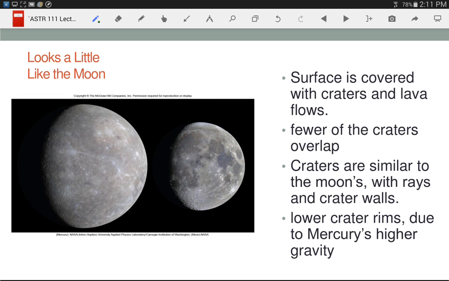Here's comparing the moon with Mercury. You look at those and you're like, wow, they really do look a lot alike. They both have lots of craters with lava flows. Mercury has fewer craters that overlap. That's the differences. They have lower crater rims on Mercury due to the higher gravity. That is, they don't have as steep. They're shallower. But they're very similar in features.